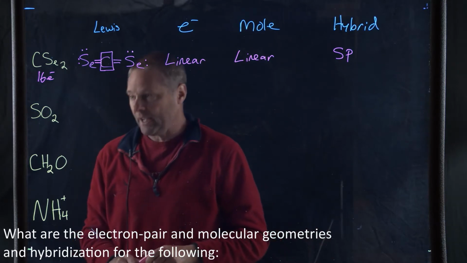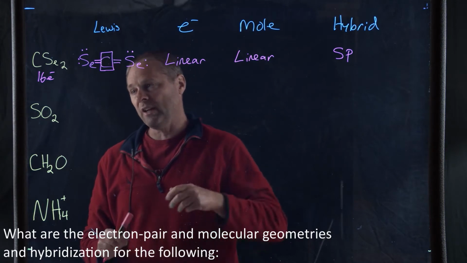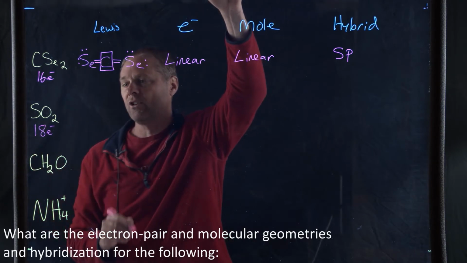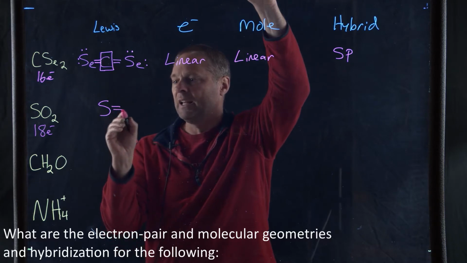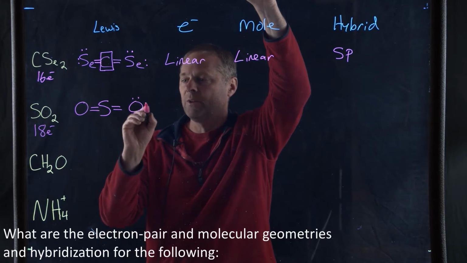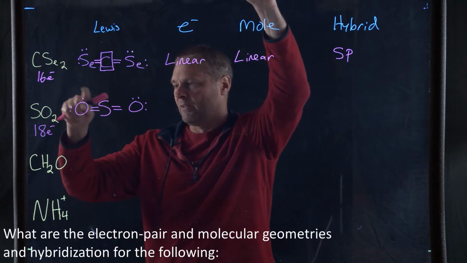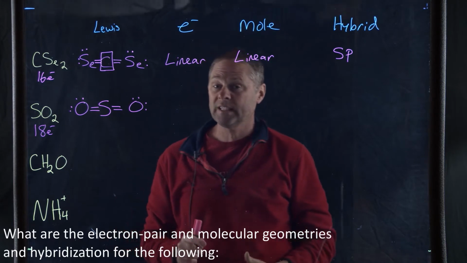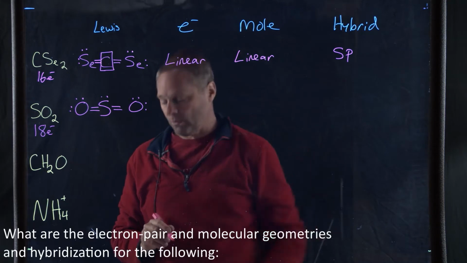If we look at sulfur dioxide, the sulfur is going to have 6 valence electrons, the oxygen is going to have 6 valence electrons, so 3 times 6 is going to give us 18 electrons. The sulfur is going to be the central atom, and it's going to be double bonded to each oxygen. And we start filling in the lone pairs on the oxygen. Here we have 8 valence electrons, 2, 4, 6, 8, 10, 12, 14, 16. So we only have 16 valence electrons.